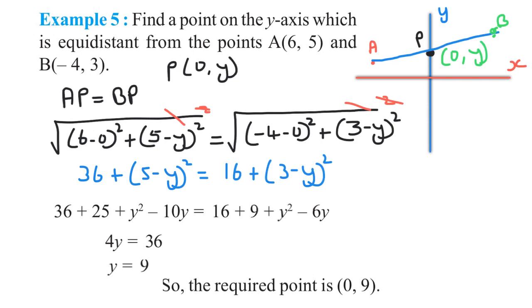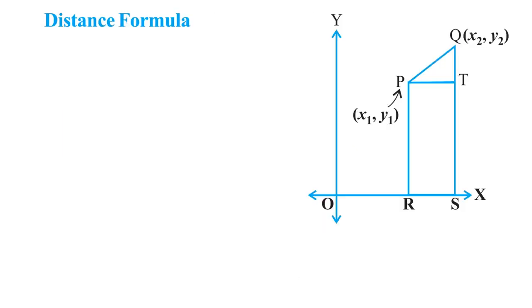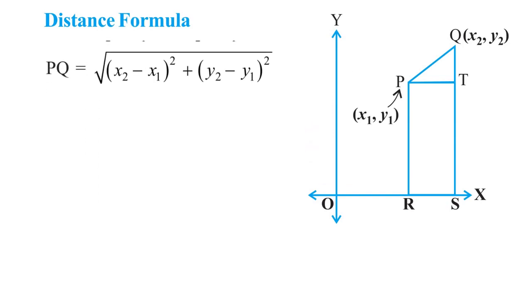The diagram only helps you to understand where the point P is. So don't really worry about the diagram. So in summary, how do you find the distance between 2 points on a coordinate plane? If the point P is (x1, y1) and point Q is (x2, y2), apply the distance formula, which is PQ is equal to square root of x2 minus x1 the whole squared plus y2 minus y1 the whole squared.